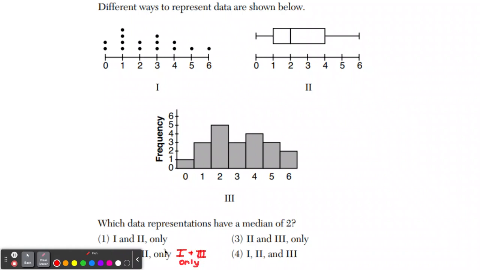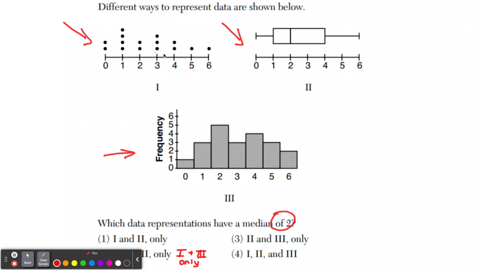So let's see what it says here. What are different ways to represent data are shown below? These are different ways, right? We have a dot plot over here. We have a box plot. It used to be called, you probably remember in middle school, a box and whisker, and we have a histogram over here, frequency table. So if we're looking at this, which data will have a median of 2?